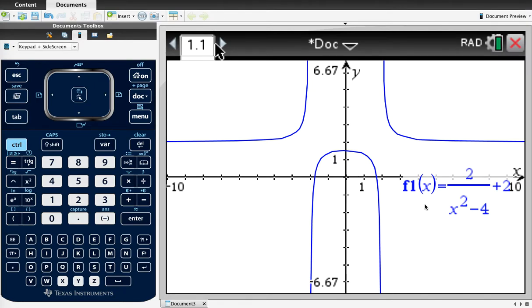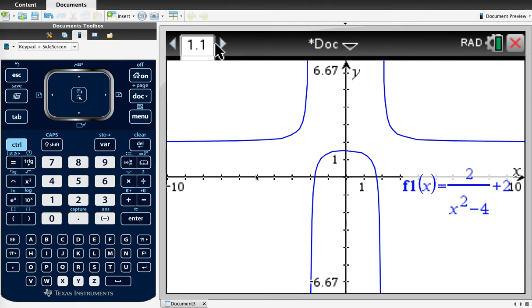So I've already graphed that. You can see I've entered that into here. That's what I'm trying to work out the domain and range for, and this is what the graph looks like. So what I now need to try and figure out is, for the domain, what are the possible inputs I can have for this function?